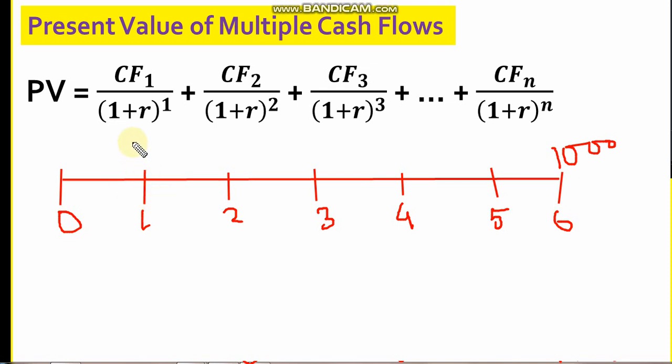What if we get some amount at the end of the first year, or some amount at the end of the second year, or third year, or fourth year? Suppose I am getting 1500 at the end of the first year, right? I am getting only 500 at the end of the second year. Not getting, I'm expected to get. Suppose I'm expected to get 2000 at the end of the third year, right? These are in the future. Suppose I'm expected to get 2100 at the end of the fourth year, 2300 at the end of the fifth year, and 1000 at the end of the sixth year.